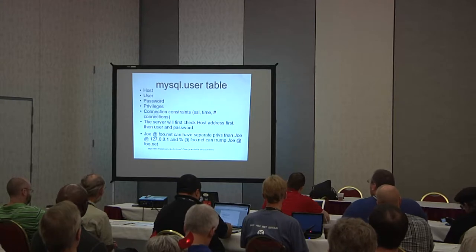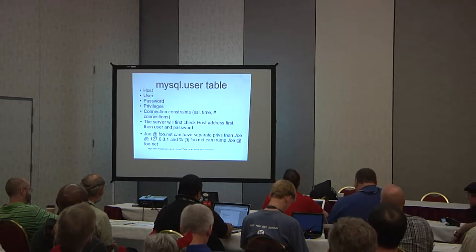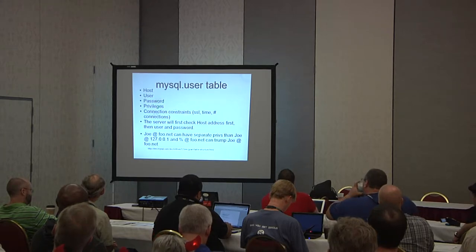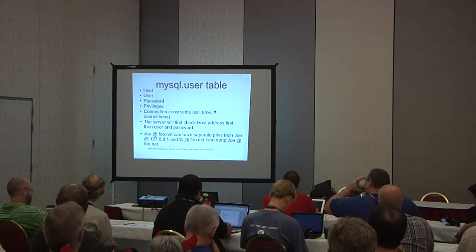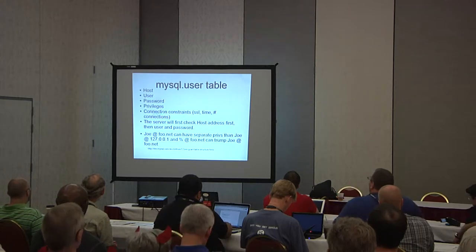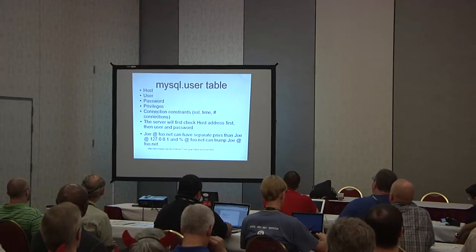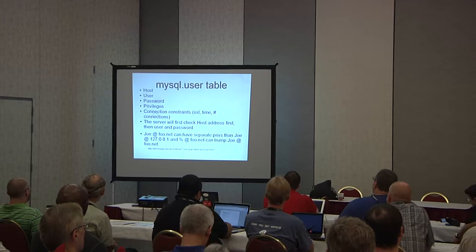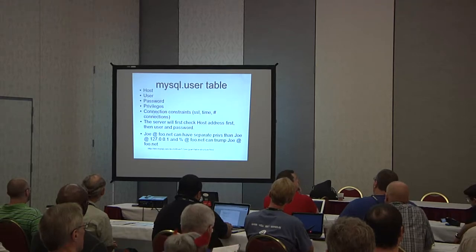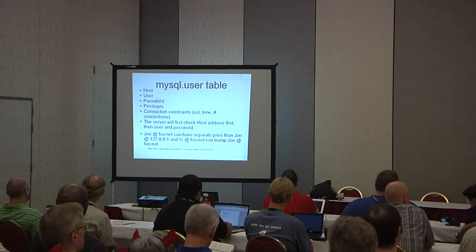So, in the mysql database, in the user table, we have a list of hosts that you're allowed to connect from, the user, the password, the privileges, some connection constraints, like the number of things you can do and the time allowed to be connected, and some other stuff that very few people use. The first thing the server checks is your IP address. If you give it a qualified name and your DNS is down, it will hang for a while until it errors out. So if the host is on the whitelist and you're allowed in, it'll then check the username and the password.